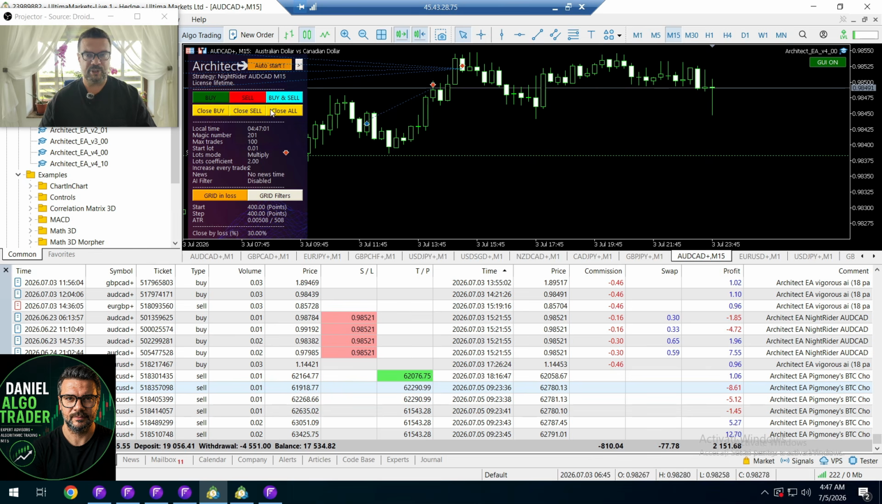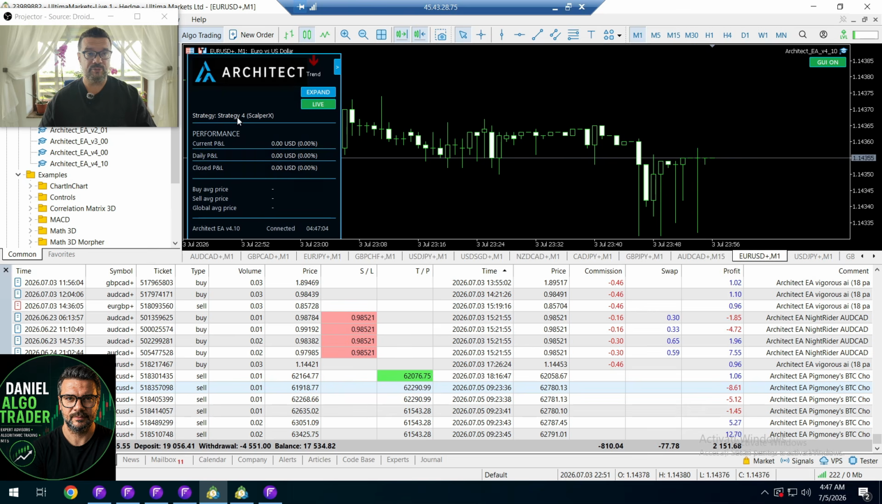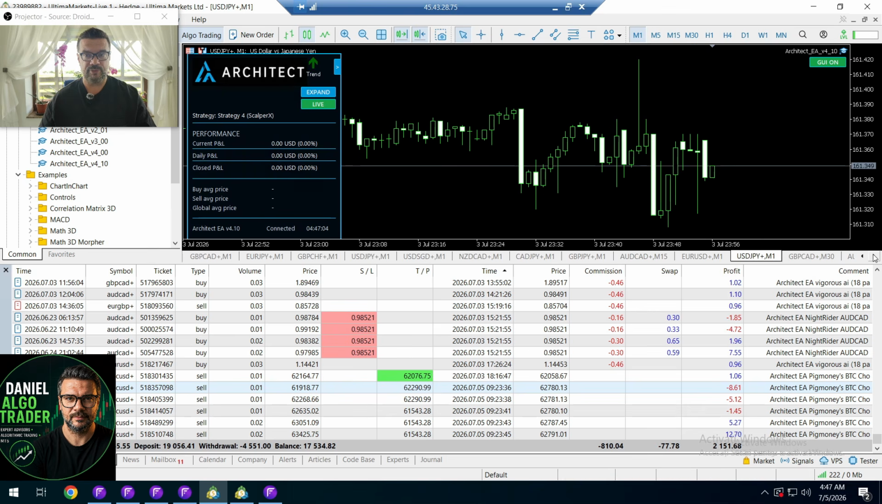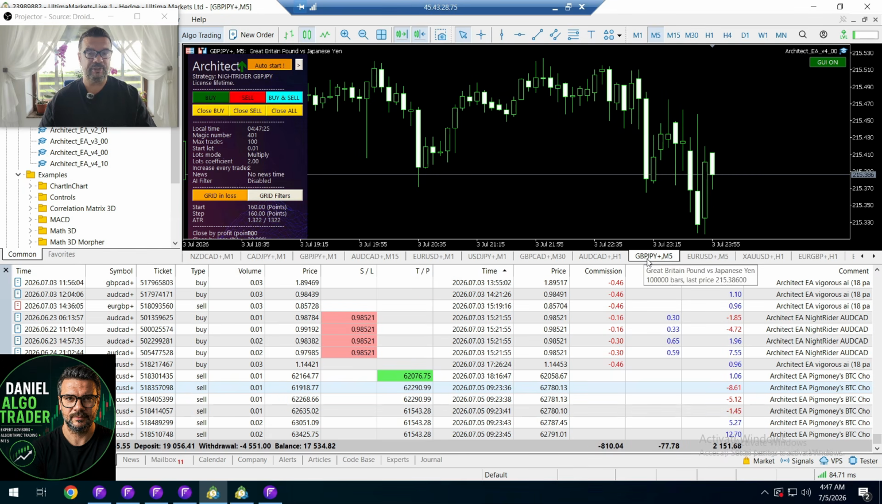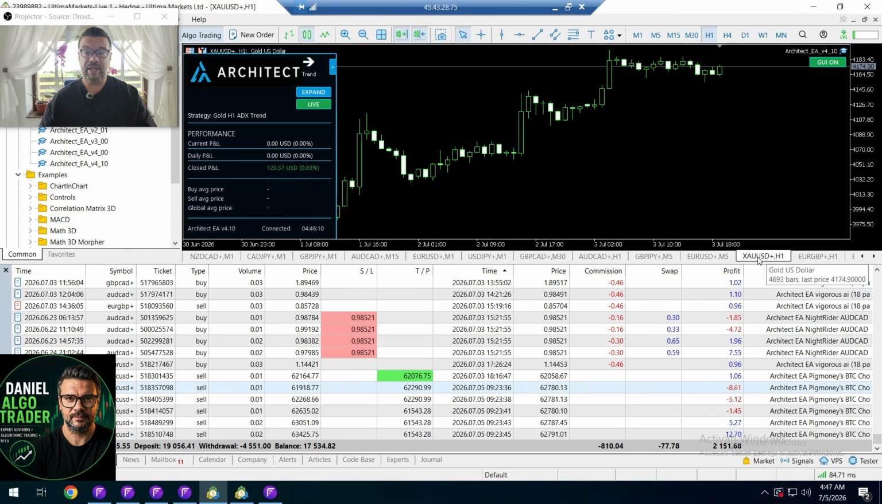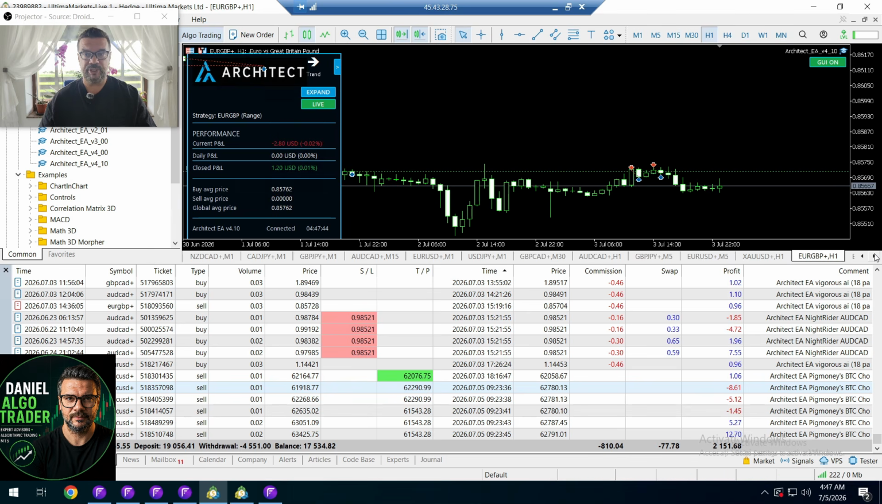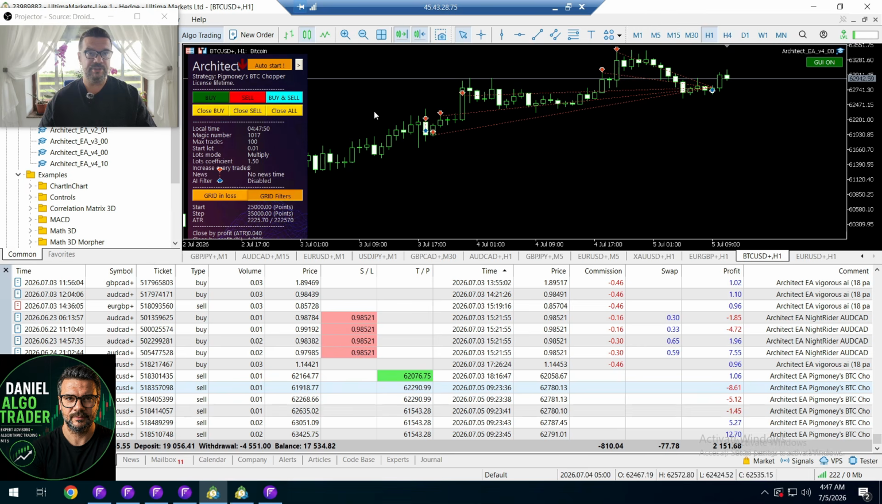Then there's also the Night Rider strategy. This strategy, Scalper X, trades on a few pairs as well. Again, this is the Ranger using an AI. Again, Ranger, Night Rider, Scalper. And I have also an EA trading on gold. I'm not a big fan of trading on gold that much. It's Gold H1 ADX Trend, which was actually profitable. Range, which is another. And this is the Big Money BT Chopper, which I like.